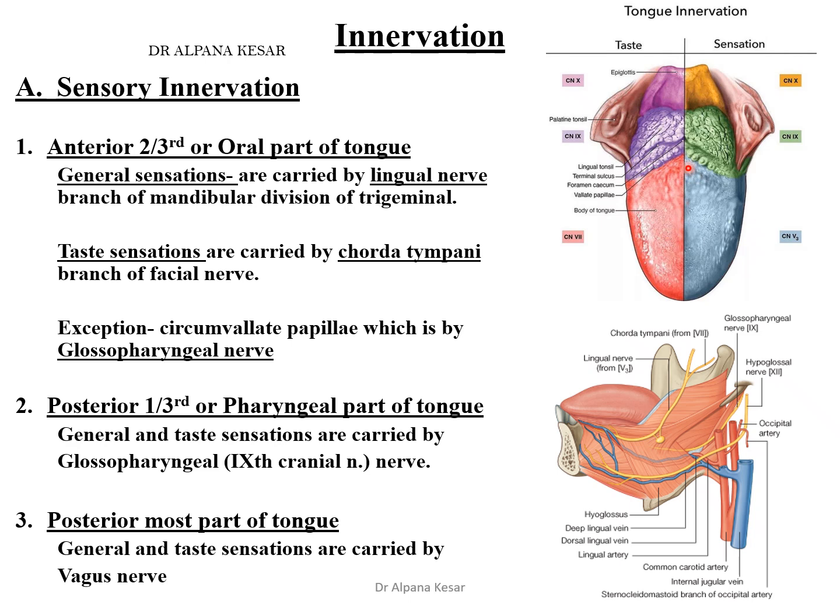The gustatory or taste sensations from the circumvallate papillae, which are present in front of the sulcus terminalis, are carried by the glossopharyngeal nerve. From the posterior one-third of the tongue, both general and taste sensations are carried by the glossopharyngeal nerve or the ninth cranial nerve. From the posterior-most part of the tongue, both general and taste sensations are carried by the vagus nerve, which is the 10th cranial nerve.